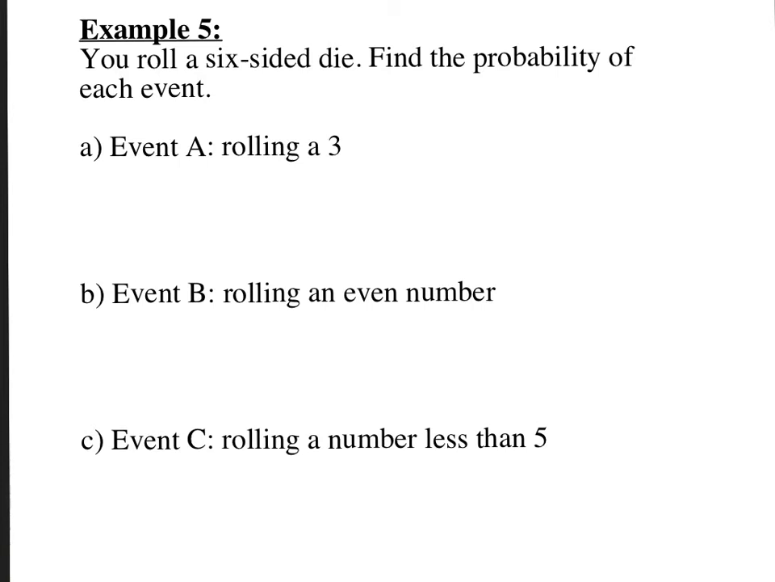You roll a 6-sided die, find the probability of each event. Okay. And remember, there's only one way to roll a 3 out of 6 possible numbers. So 1/6, and that would be 0.16 repeating, I hope.